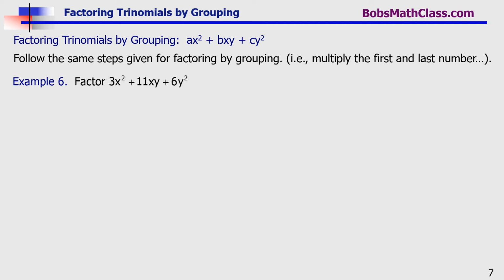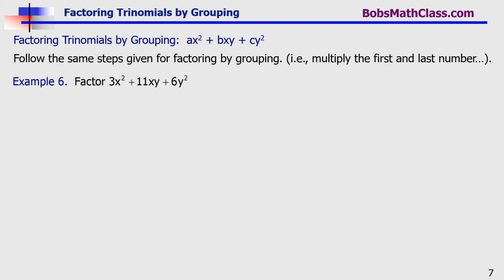Okay, this one's still a trinomial. It's a little bit different because we have variables on the last term as well. It's a variable squared. So in the first term, it's x squared. The second term, it's xy. And the last term, it's y squared. Keep in mind, it can be done with other variables. It can be done with an a squared and a b squared. So we're looking at trinomials of this form.